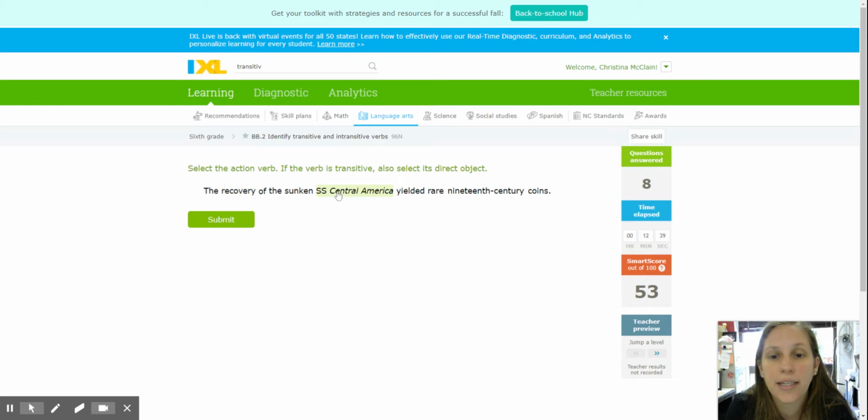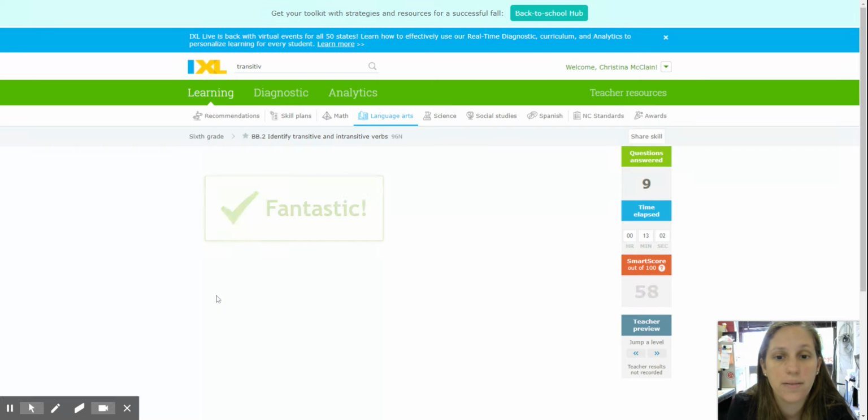The recovery of the sunken U.S. Central America yielded rare 19th century coins. So normally we would think recovery, right? To recover is a verb, but the recovery here is a noun. So it yielded, okay? The sunken SS Central America yielded what? Rare 19th century coins. So this one is transitive. What did it yield? Coins.